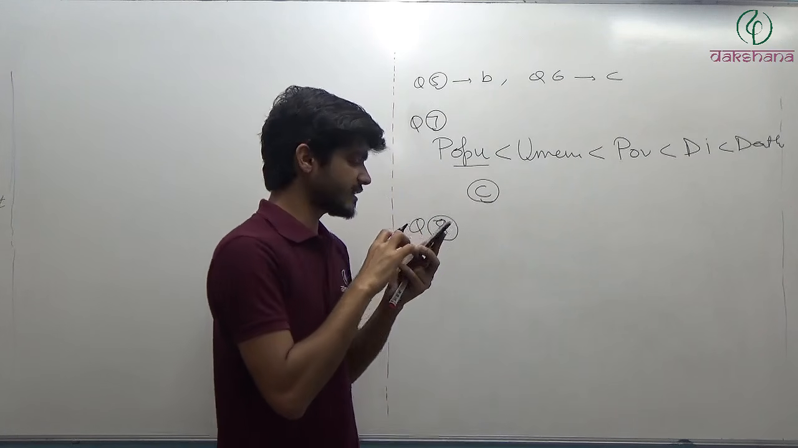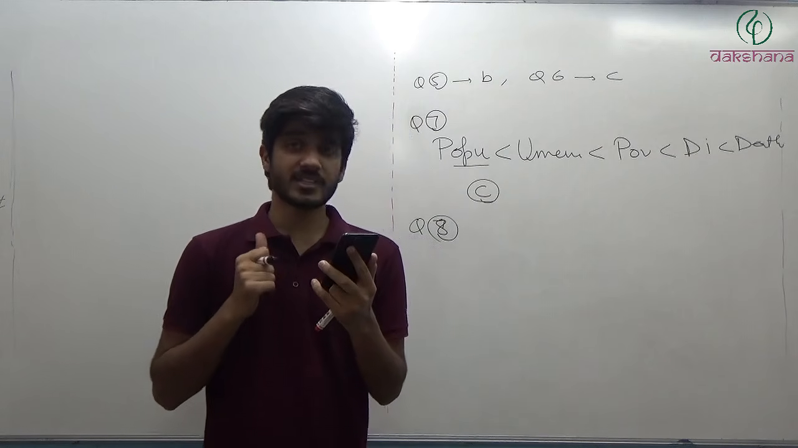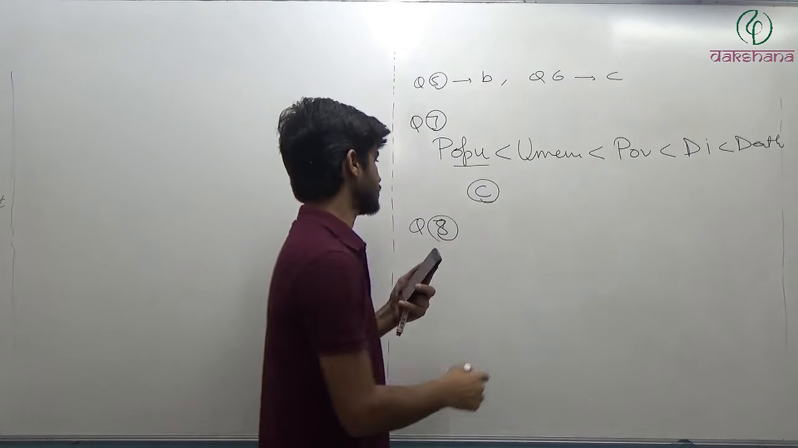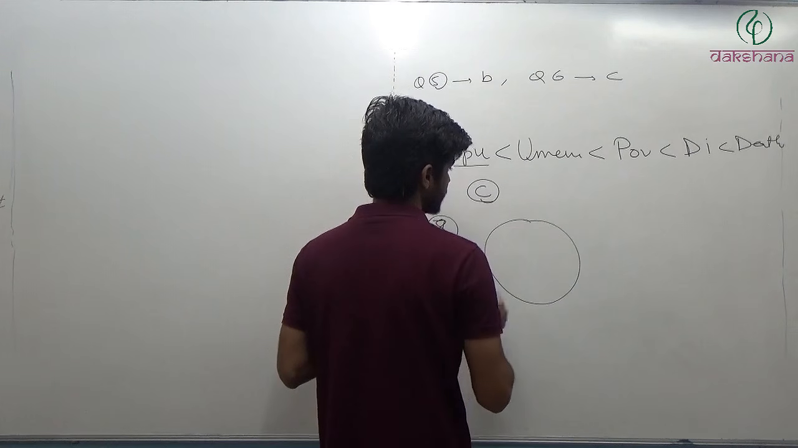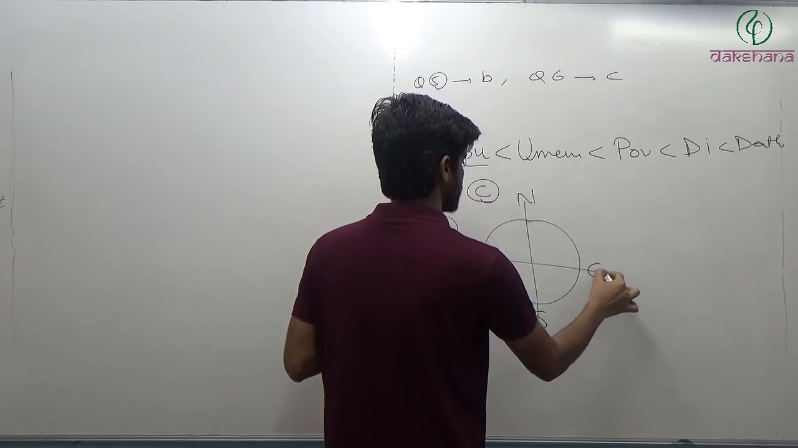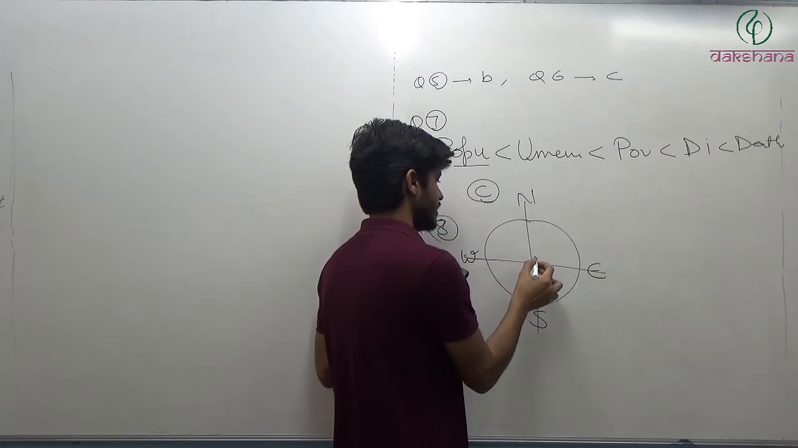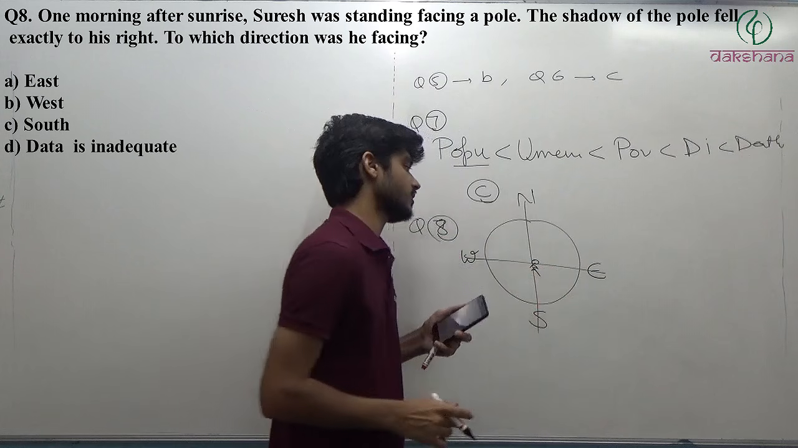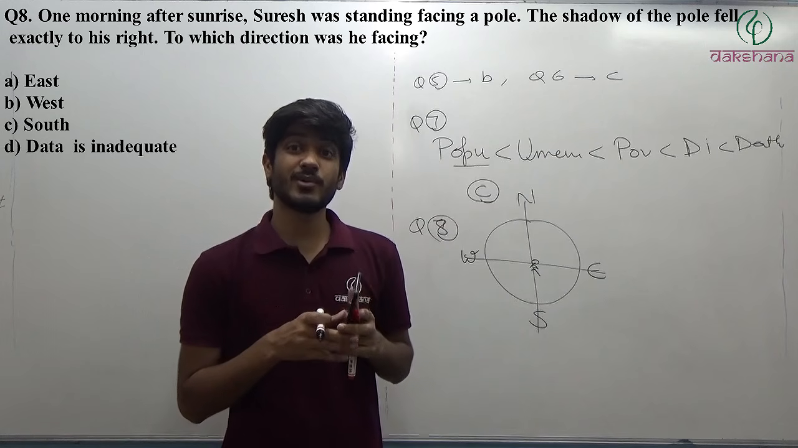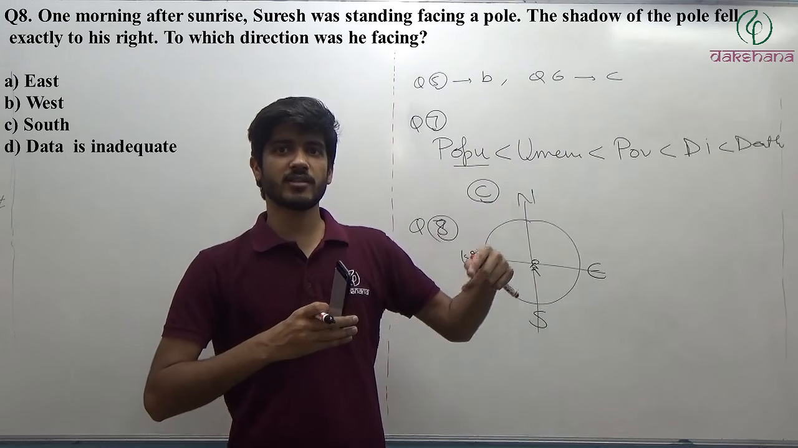Question number 8 is again based on the direction thing. Okay. One morning after sunrise, Suresh was standing facing a pole. So this is Earth, and this is north, this is south, this is east, this is west. Now here is Suresh, and Suresh is basically facing a pole. Now you can get confused. Is it the north pole, south pole, or a pole that you find in the street?